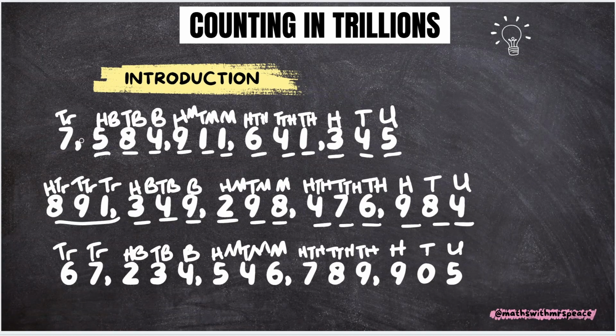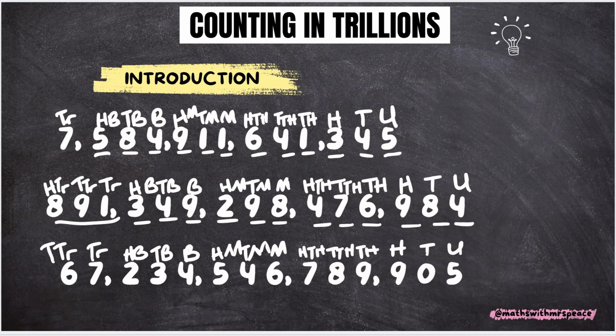So this number is in trillion, this is in 100 trillion, and this is 10 trillion. There should be two T's here. So to read this number, it's going to be 67 trillion, 234 billion, 546 million, 789,000, 905. So that's how to identify numbers in the place value of trillion.